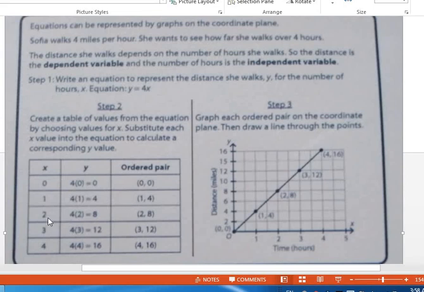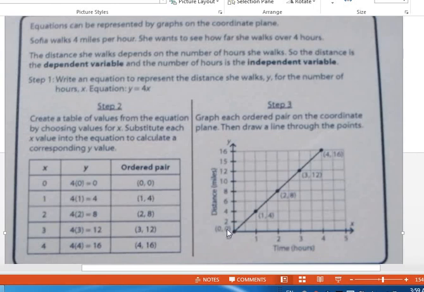For 2 hours, I multiply 2 times 4. This is the X, and I substitute here. Every time the X changes, because it's a variable. For 3 hours, I multiply by 4, which gives me 12. For 4 hours, 4 times 4 is 16. Then write the ordered pairs, and then plot them on the graph.